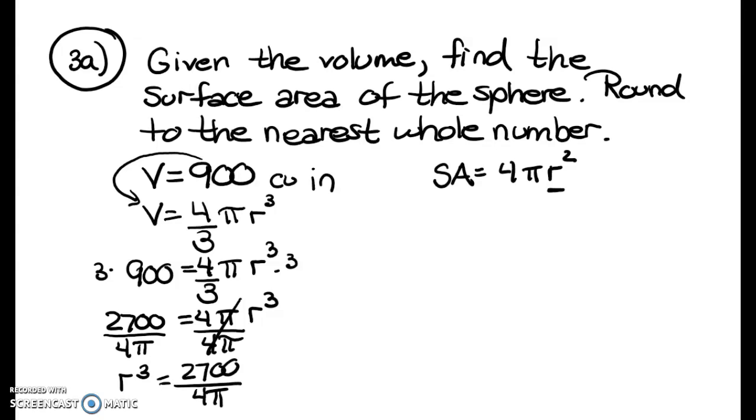I want you to plug that in your calculator. Okay, 2,700 divided by 4 pi. Make sure you put parentheses around the denominator when you do that, or else you'll get the wrong answer. Okay, so when you plug that in your calculator, you should get approximately 214.8591732. So now you have to take the cube root.